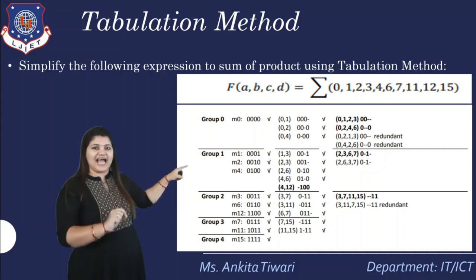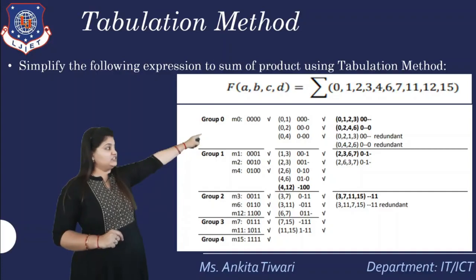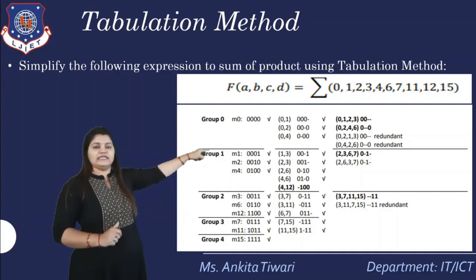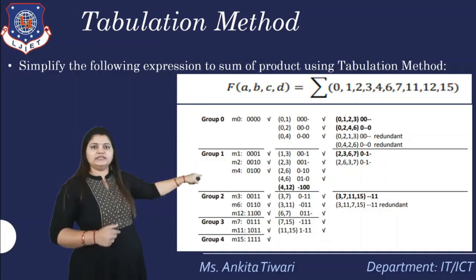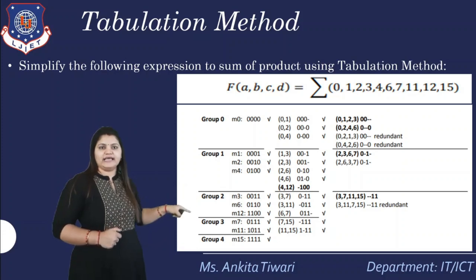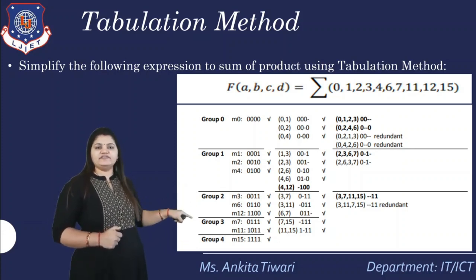So 0, 0, dash, 0. We will get the term in 0, 2 as 0, 0, dash, 0. Same thing we will continue for 0, 4. Same thing will continue for 1, 3, 2, 3, 2, 6, 4, 6, 4, 12, 3, 7, 3, 11, 6, 7, 7, 15, 11, 15.